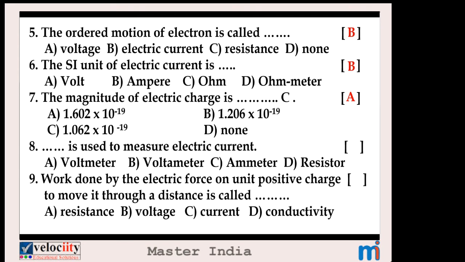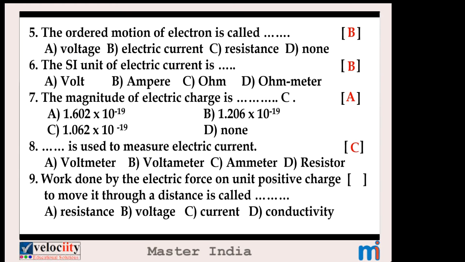Eighth one, dash is used to measure electric current. A, voltmeter. B, voltmeter. C, ammeter. D, resistor. The answer is C, ammeter. Ammeter is used to measure electric current.